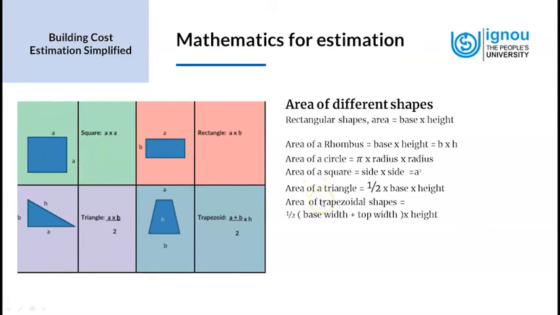Usually the area of a parallelogram is base into height, and for a rectangle it becomes A into B, which is the product of the sides. When it comes to a triangle, it becomes half into base into height, where the base is A and the height is B. So it will become A into B divided by 2. And to find the area of a trapezoidal shape, what we do is add the base width plus top width, divide it by 2, and then multiply it by the height.